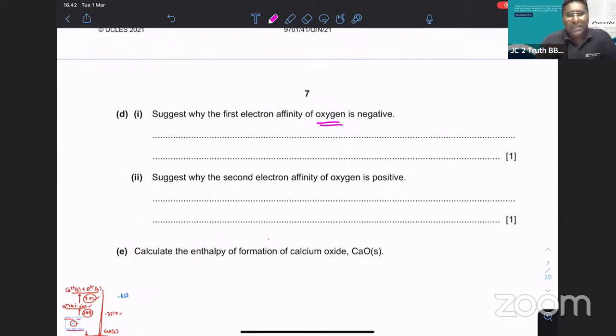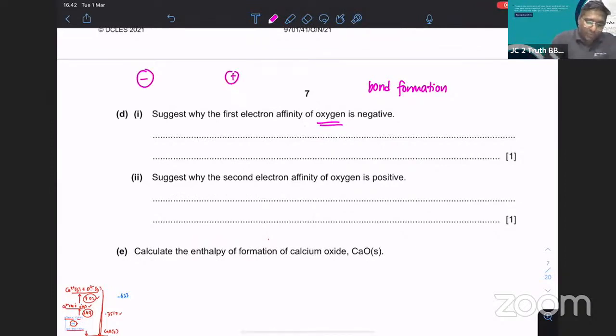What is electron affinity? Electron affinity is when you bring 1 mole of electrons to the atom. Normally, if it is negative, it means we are talking about some sort of bond formation. So we are trying to form bonds between the electron and the nucleus, the negative charge from the electron and the positive protons from the nucleus. Opposite charges attract.